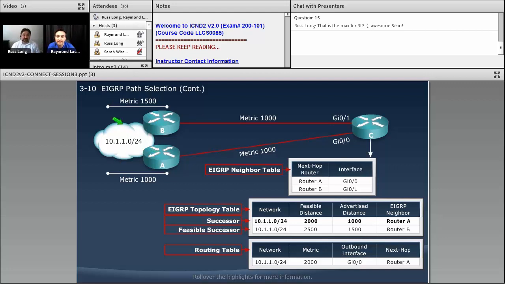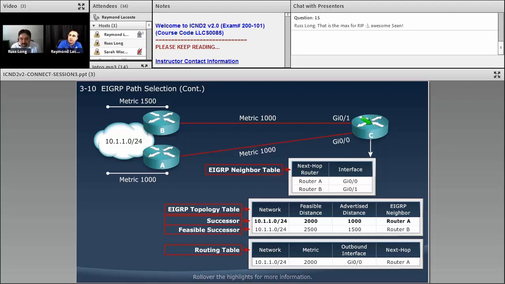Well, if you look at router B and router A, that is the feasible distance. That's the total distance to get to my destination. Then I'm going to take my feasible distance and advertise it over to C. Cool. So there's like this really cool relationship between these values here that's happening. So now router C, what it's going to have to do is take its metric to get to B and add it to that, to get its own feasible distance. So where is this information going to be stored?